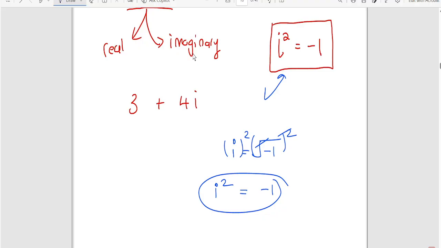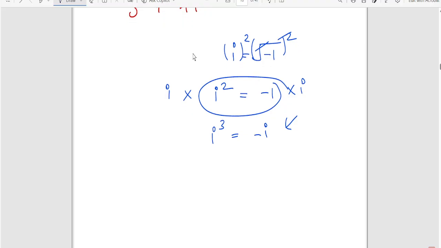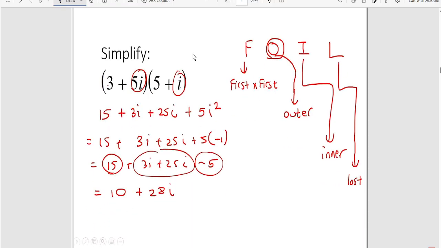From here we can find i cubed. If I multiply both sides by i, I will get i cubed, and this will become negative i, right? To find i to the power 4, I can multiply this expression by i squared. So that's how we can do it.